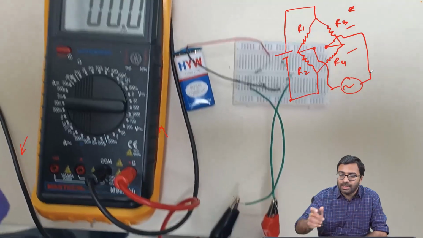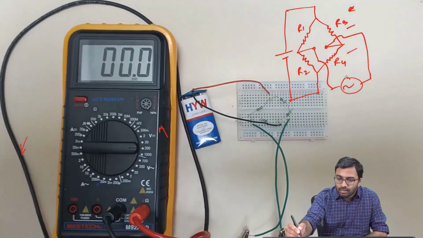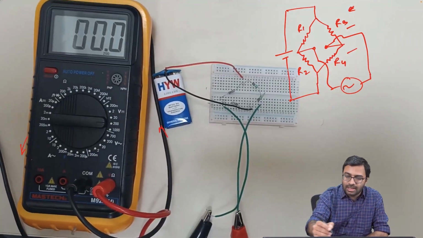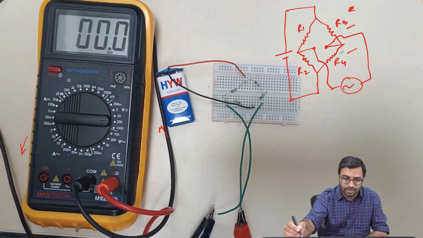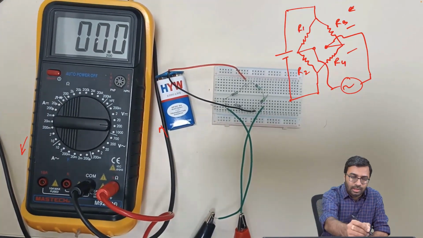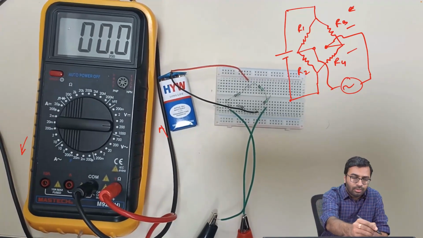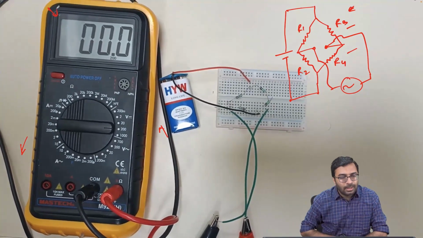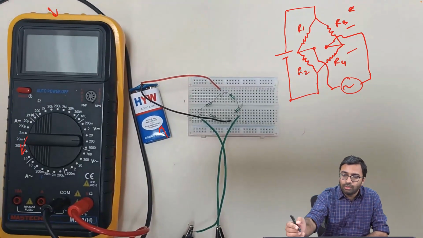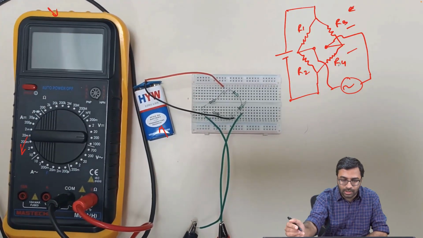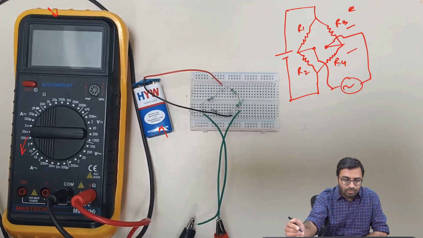So once we connected the multimeter, we can see that because R1 by R2, R3 by R4, these ratios are balanced the way we have seen, the potential VAB is equal to 0. You can see in the multimeter reading. So the potential is 0 because your R1 by R2 is equal to R3 by R4. Okay.